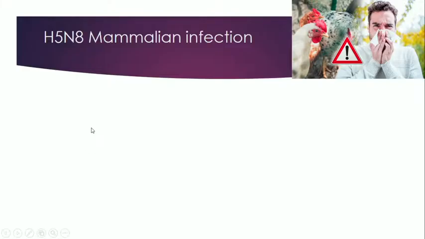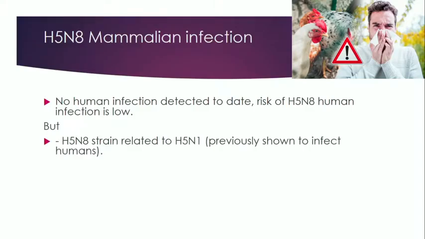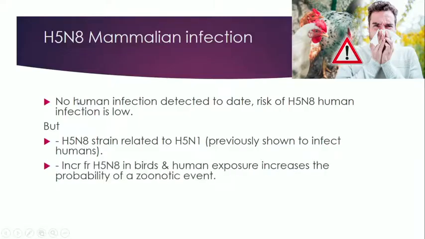Okay, so mammalian infection. No human infection has been identified for H5N8. So it's classified as a low-risk avian influenza virus for us. Okay, but H5N8 is in fact related to the H5N1 virus, which I mentioned previously. It has evolved directly from it, and H5N1 is known to infect people. So this might pose a problem.